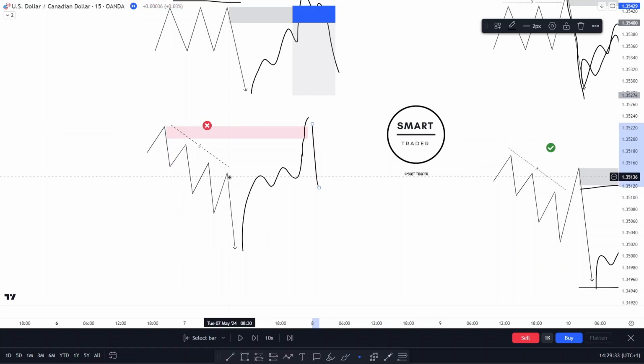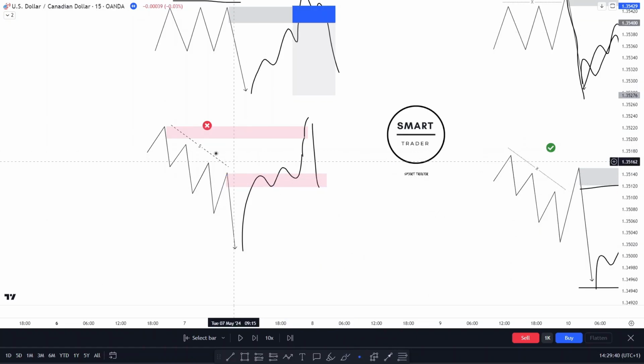If this order block is down here, then this one is definitely not a high probability order block, right? But if it's high above here, then this one is high probability.